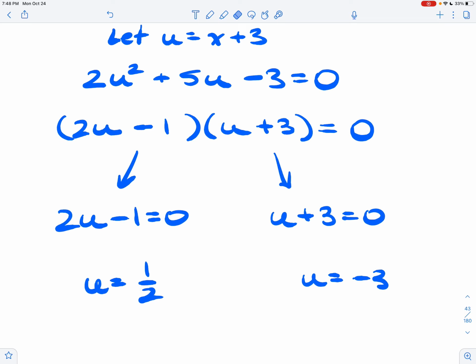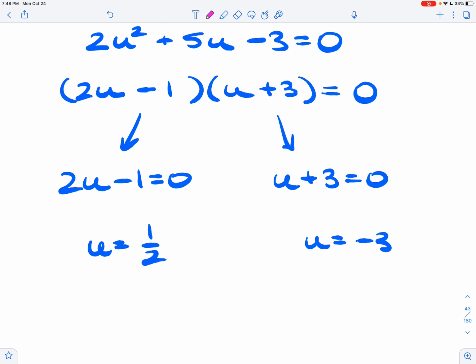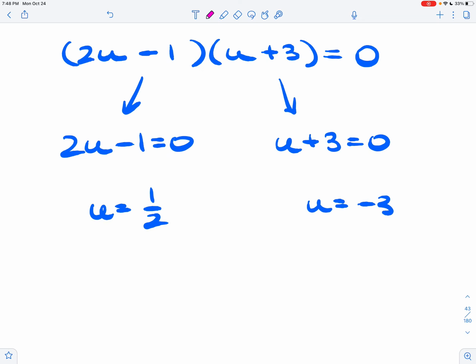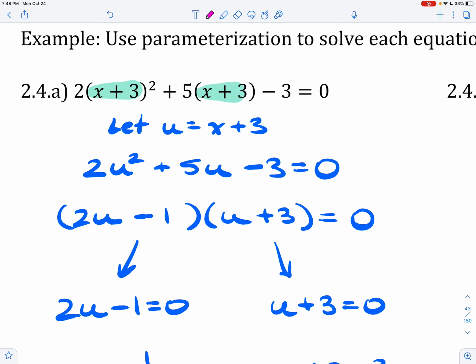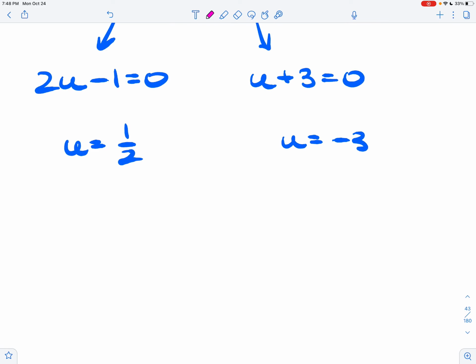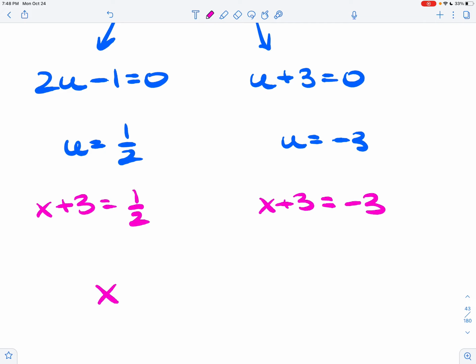So in order to actually solve this, we need to unparameterize this. We need to sub back to what we had. U is equal to x plus 3. So we're going to replace all these u's with x plus 3's. So x plus 3 is equal to 1/2, and x plus 3 is equal to negative 3. With that being done, we can isolate x, and subtracting 3 from both sides, or 6/2 if you will, x could be negative 5/2 in the first case, and in the other case, x could be negative 6. And now this one is complete.